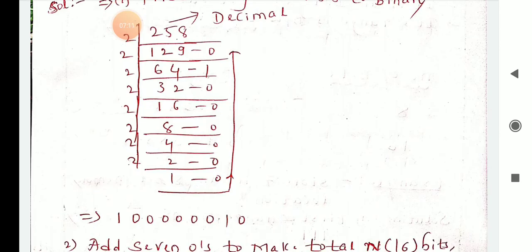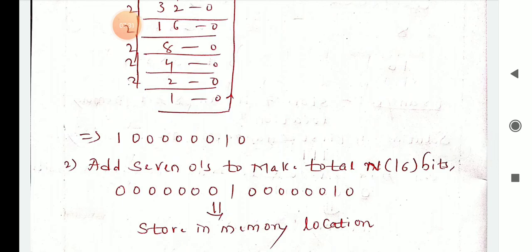Then you get, from bottom to top, 100000010, which means 1 and then 6 zeros: 1, 2, 3, 4, 5, 6. Okay, so this is the binary conversion of decimal 258. The second step is: add 7 zeros to make a total of 16 bits, because I want to store my memory location in 16 bits. So that's why you have to add 7 zeros on the left side: 1, 2, 3, 4, 5, 6, 7. Then you write your answer and store it in your memory location.